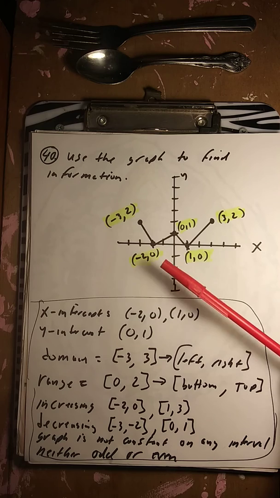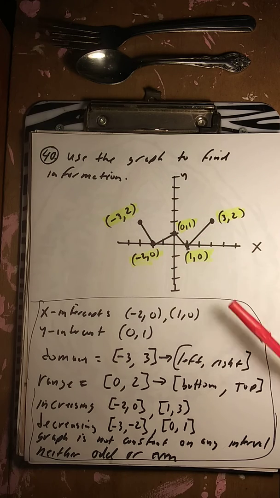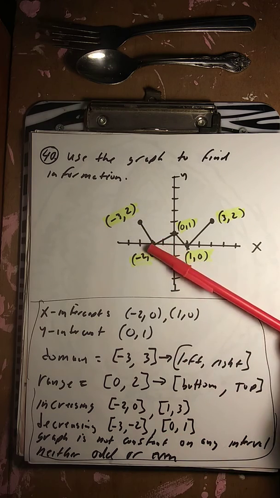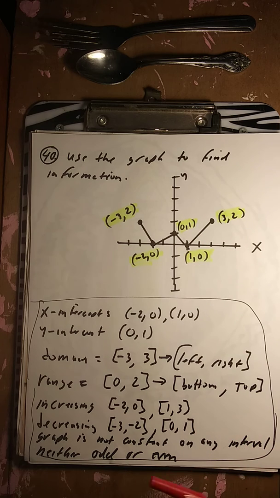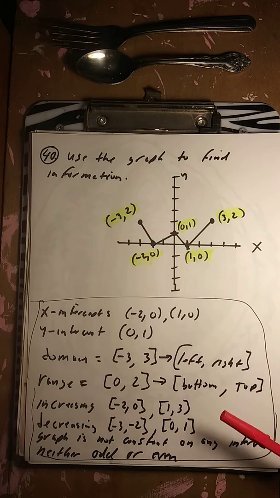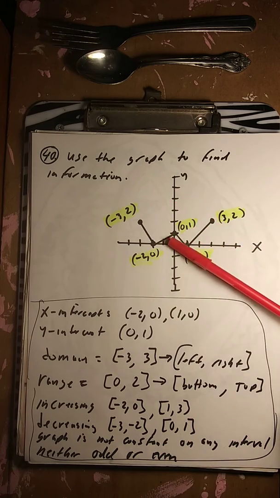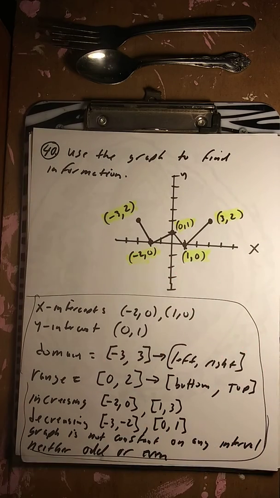Increasing. Where is it increasing? From -2 to 0 and from 1 to 3. And decreasing from -3 to -2 and from 0 to 1. The graph is not constant anywhere. It goes up, down, increasing, decreasing. It's never constant. It's neither even nor odd. If you cut it in the middle right here, it's not going to be even or odd.